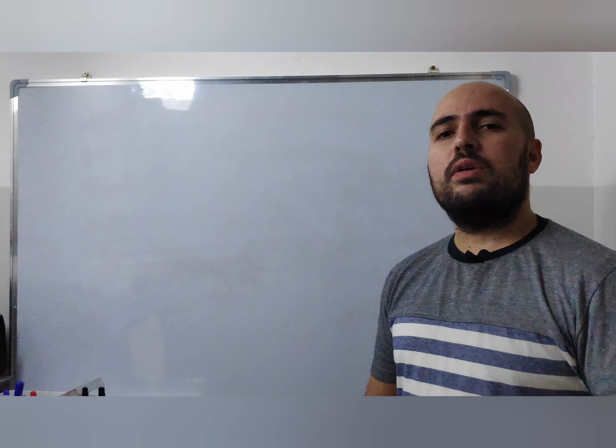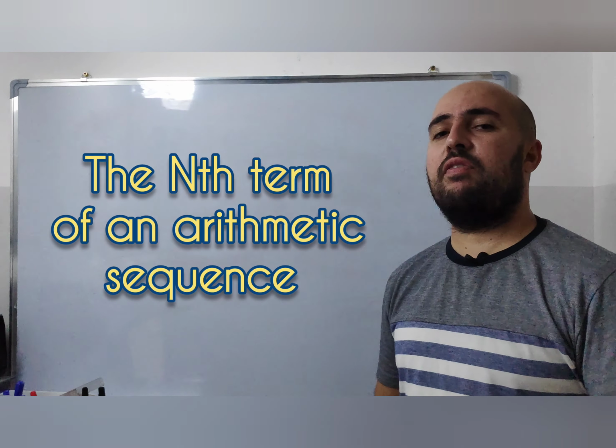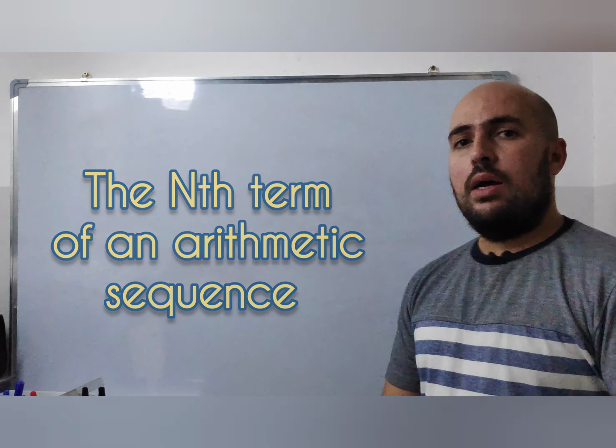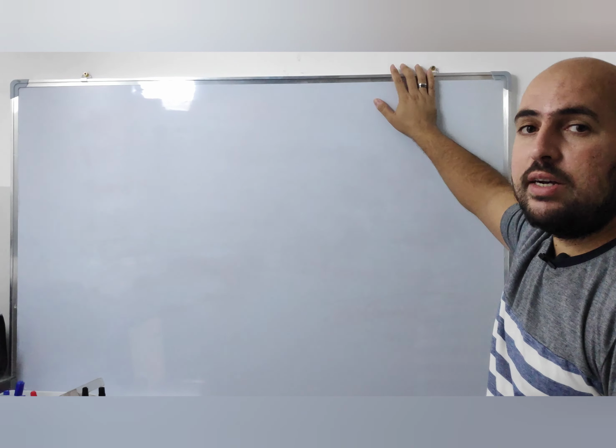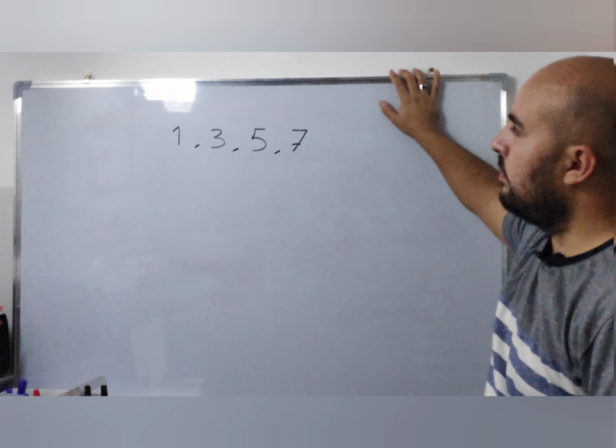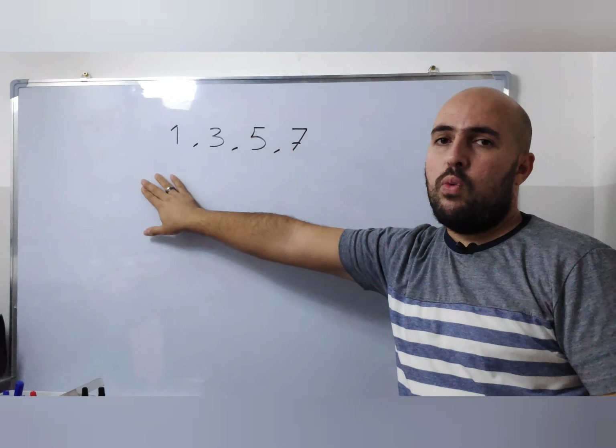In this video, we're going to talk about finding the nth term of arithmetic sequences. First, let me show you the question, and let's take a look at the sequence here. In this sequence, we have 4 terms. This one is the first one. As we said, it's called A1, because it's the first term. Now, we need to find the nth term of this sequence.